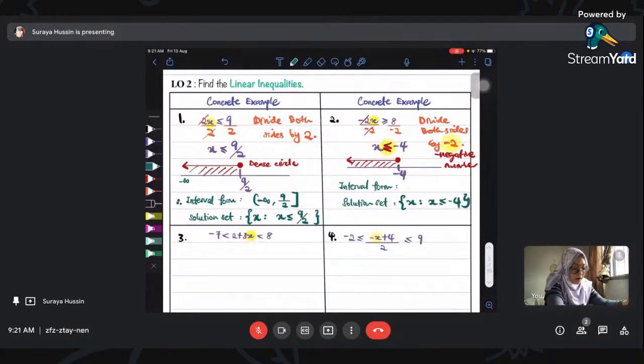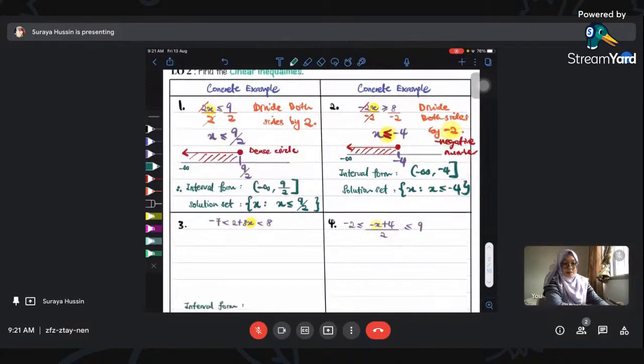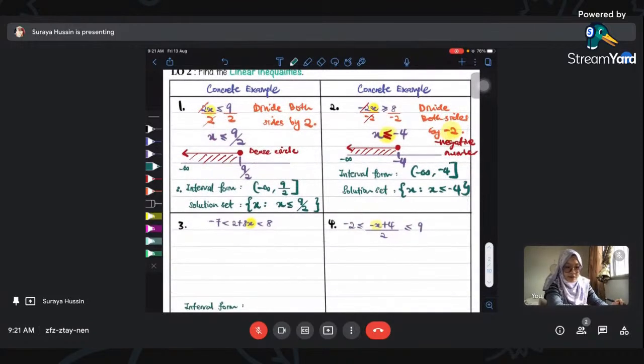But now kalau interval form, macam mana nak tulis interval form? You must know dia pergi ke arah mana, negative infinity. So negative infinity mestilah bracket yang bulat. Okay, negative infinity to where? To -4. Is it included? Yes, it is included. So you must put close bracket. Okay. Boleh ke semua? So far so good? I need some responder, please.